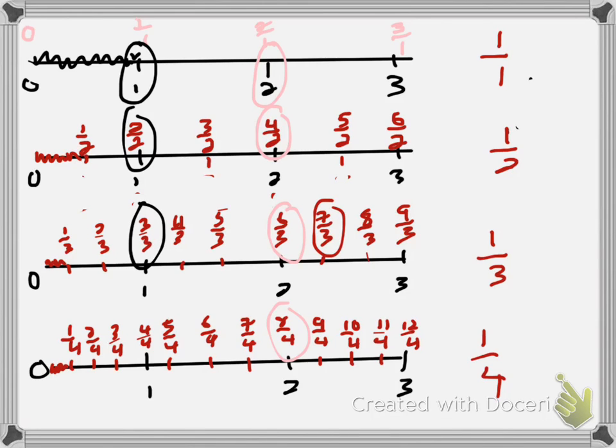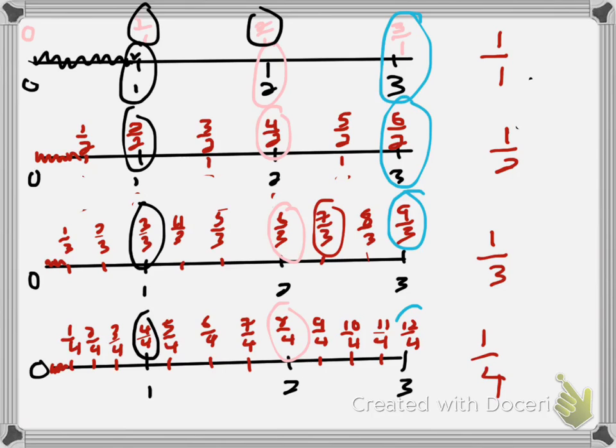These are all equivalent fractions. I'm gonna write it down on the next page, but for now let's make note of it. 2, 4 over 2, 2 over 1. Should not forget these. These are all equivalent fractions. Why? They're the same point on the number line. And once again, 3 over 1 and 6 over 2 and 9 over 3. These are all equivalent fractions.